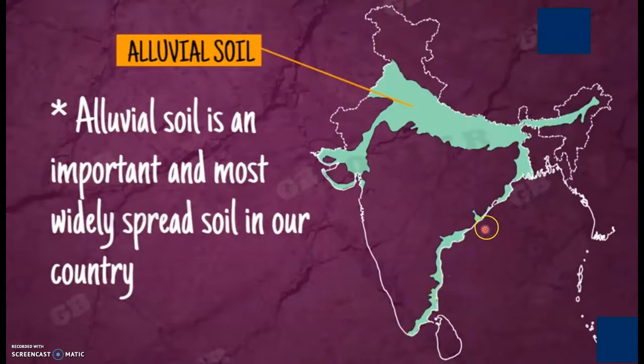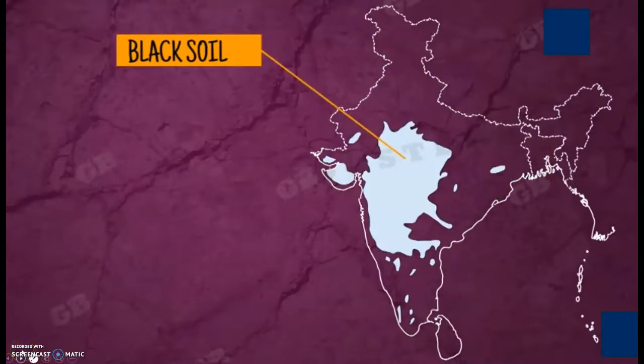So, this alluvial soil is found in the northern plains of India, extending to Gujarat and Rajasthan through a narrow corridor. Then also we find this alluvial soil in the eastern coastal plains. These are the eastern coastal plains. So major regions are UP, Bihar, West Bengal. Then minor regions Rajasthan, Gujarat, Punjab, Haryana, Assam, Odisha, etc.